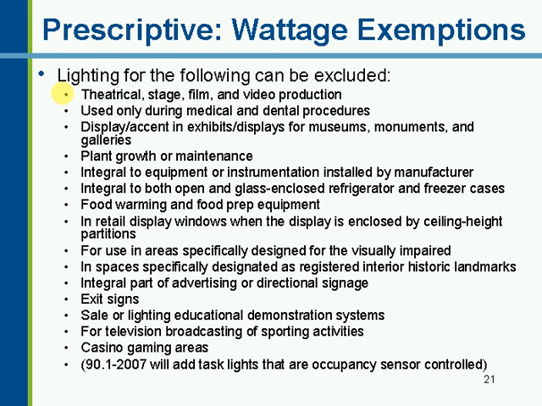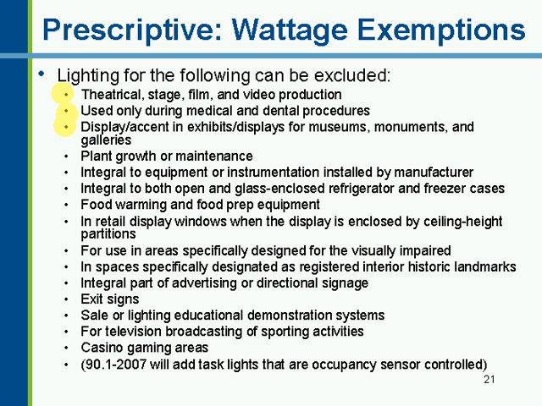So, for example, in a theater, it wouldn't be any of the working lights or the back of house lights, auditorium lights, etc. Those are still fair game for compliance. But any of the specific lighting used for the production, whether it's theatrical stage, film, or video, those would be exempted. Any lighting that's used during a medical or dental procedure that's in addition to the overhead lighting would be exempted. So, for example, the articulated light in a dentist's office that's moved around for better task lighting would be exempted, but the overhead lighting on the ceiling that's for general purposes would not be exempted.